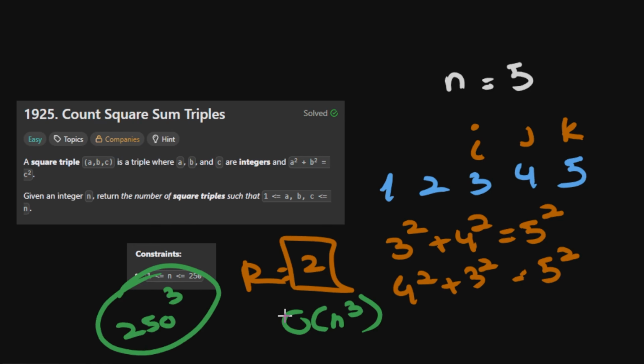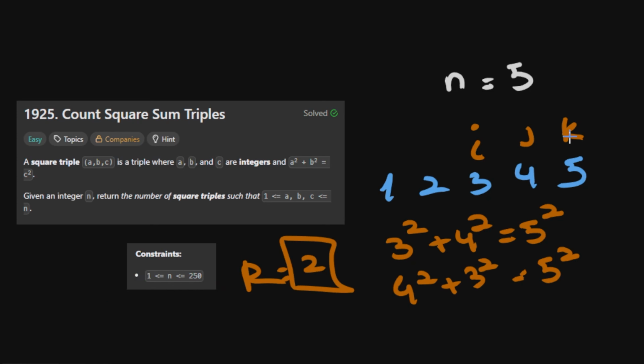Now, we have a way to make this more efficient. We can remove this k pointer, and from each of these positions, from each combination of i and j pointers, we can check if we have the perfect k pointer available to find a square triple. Let's see what I mean.